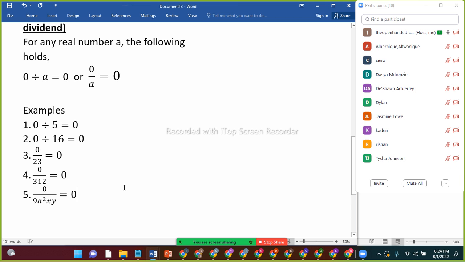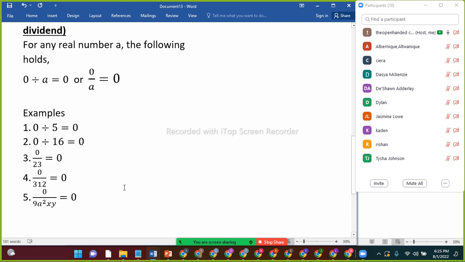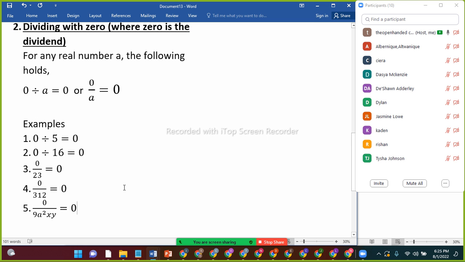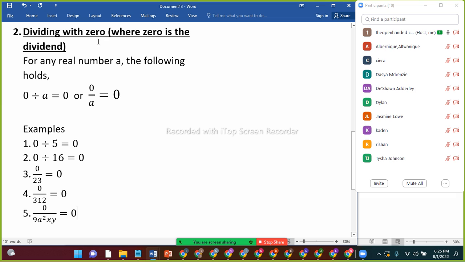All right, so that's the dividing with 0 property, where 0 is the dividend. The 0 is the one that's on top. It's a third property.